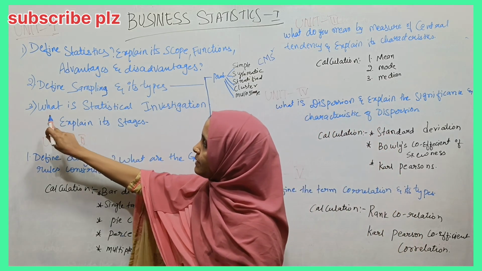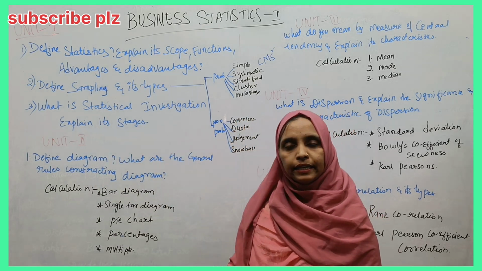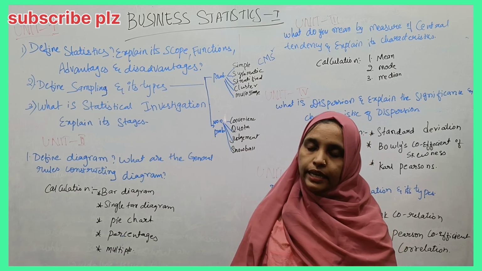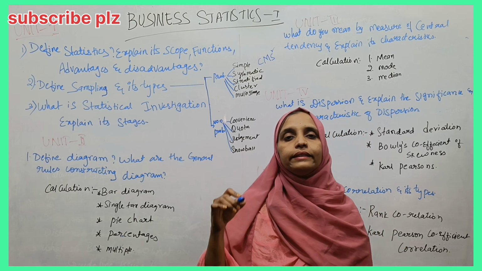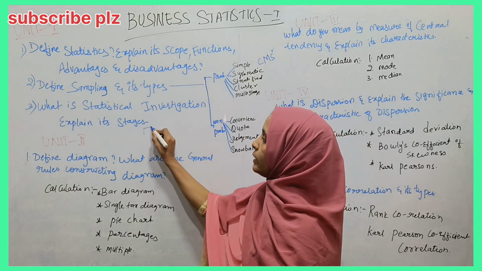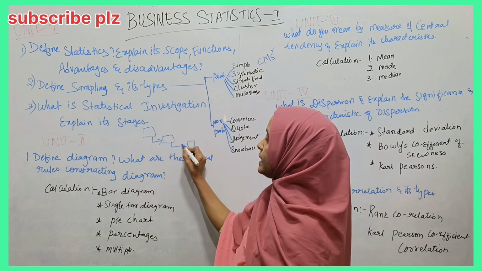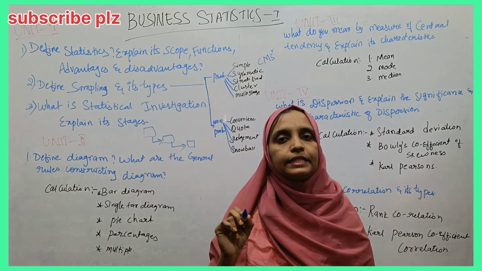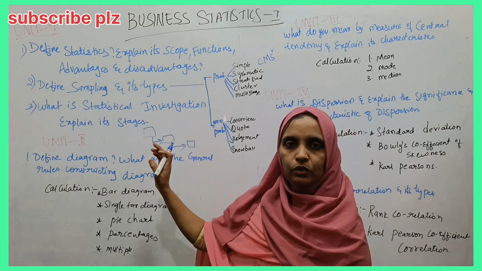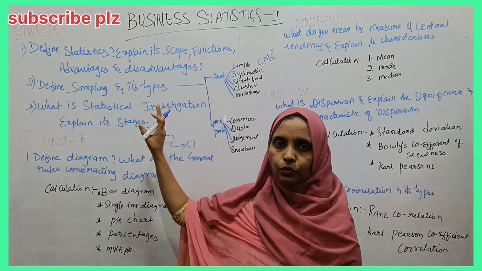Okay. Next one is: what is statistical investigation, and explain its stages. Here you have to write the meaning of statistical investigation, and after that write the stages. While writing the stages you have to draw a diagram like this. You have to remember each and every stage and write them one by one. Don't jumble it. These are the important questions. This is the total set of theory questions you can expect from Unit 1.